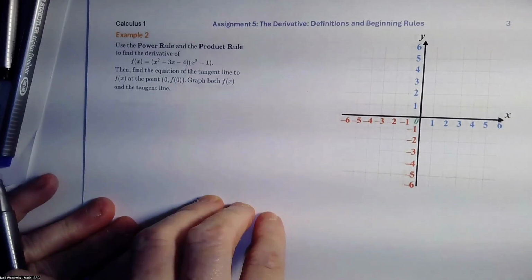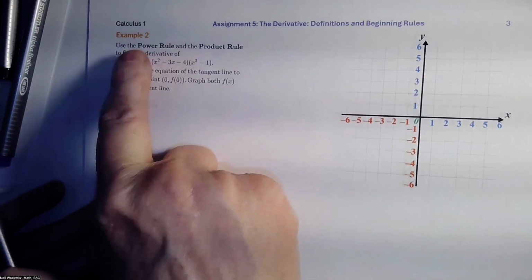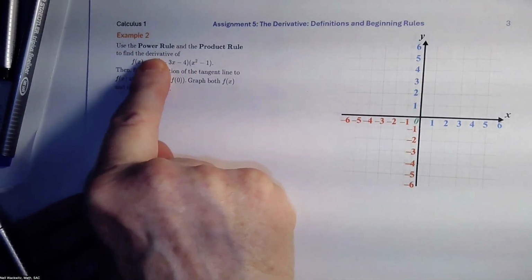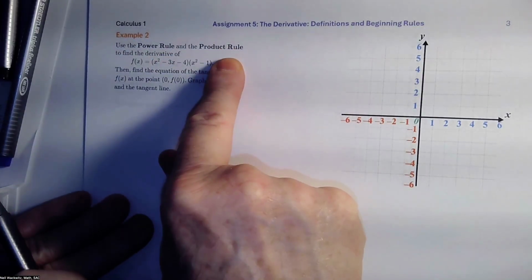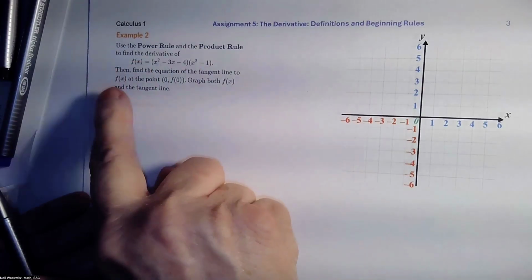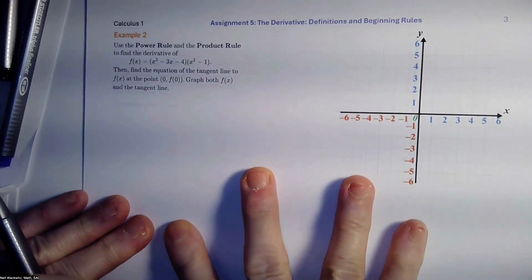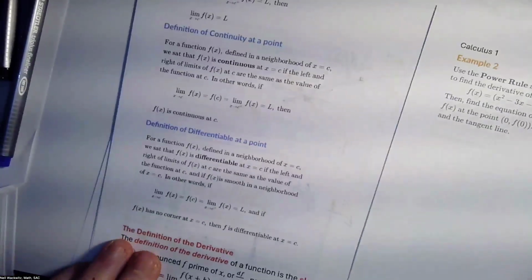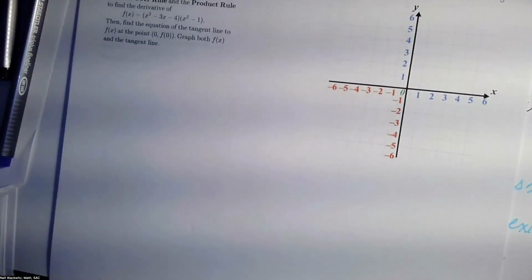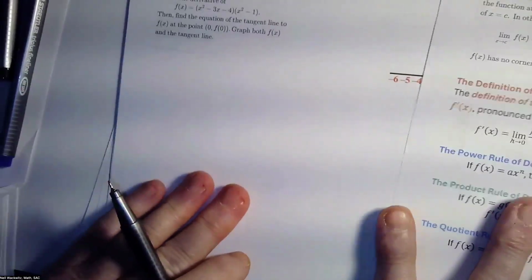Let's look at example 2. We want to use the power rule and the product rule to find the derivative of f of x. Let's go back and write down the two rules.